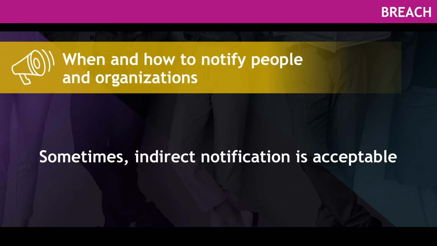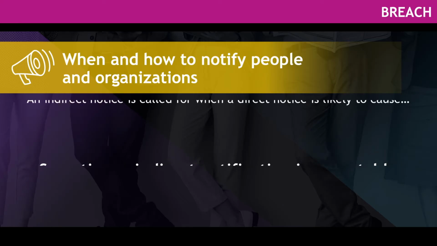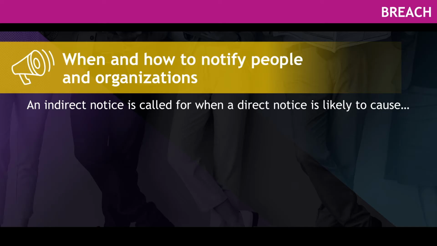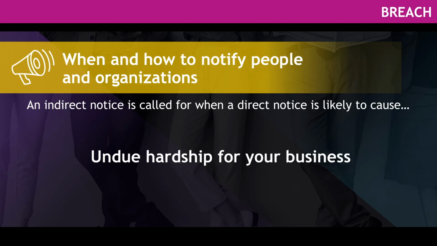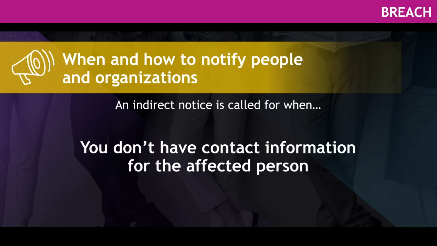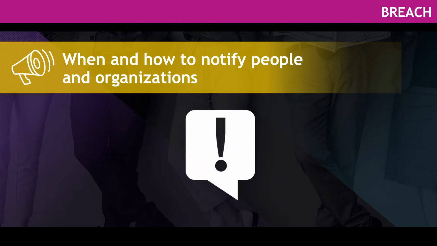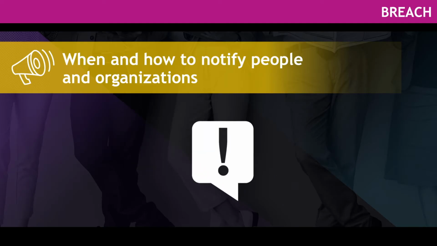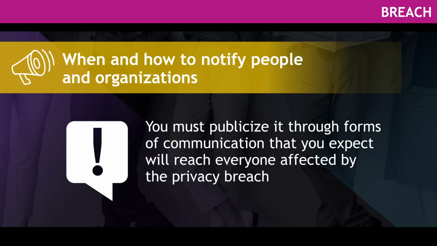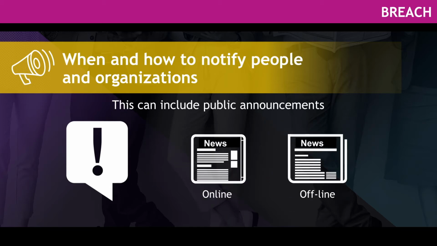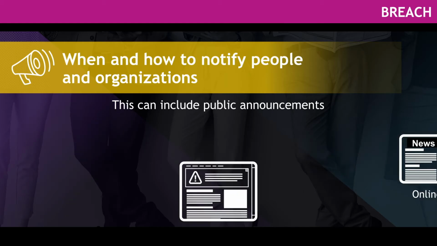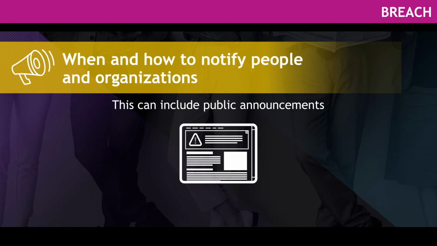But sometimes indirect notification is acceptable. For example, an indirect notice is called for when a direct notice is likely to cause further harm to the affected person, cause undue hardship for your business, or you don't have contact information for the affected person. If getting the message out indirectly is appropriate in your case, you must publicize it through forms of communication that you expect will reach everyone affected by the privacy breach. This can include public announcements such as advertisements in online or offline newspapers, as well as media messaging such as a prominent notice on your website or other online or digital presence.